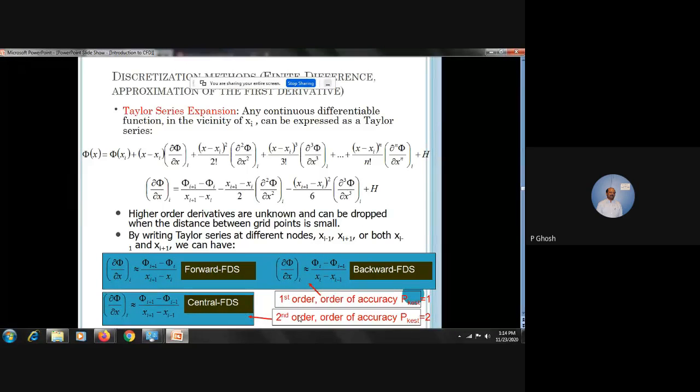But in real life, life is not that easy. Engineering geometry is not that easy. You will get highly irregular objects, objects with highly nonlinear surfaces. For those aspects, finite difference has some drawbacks.